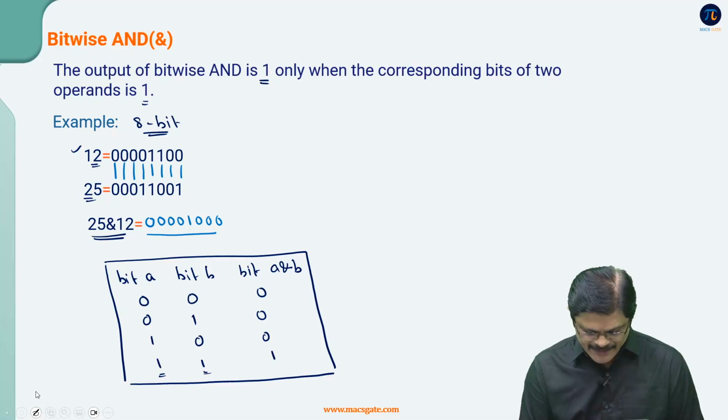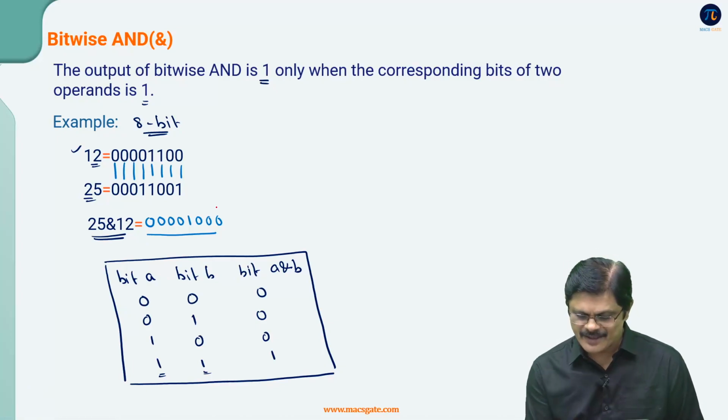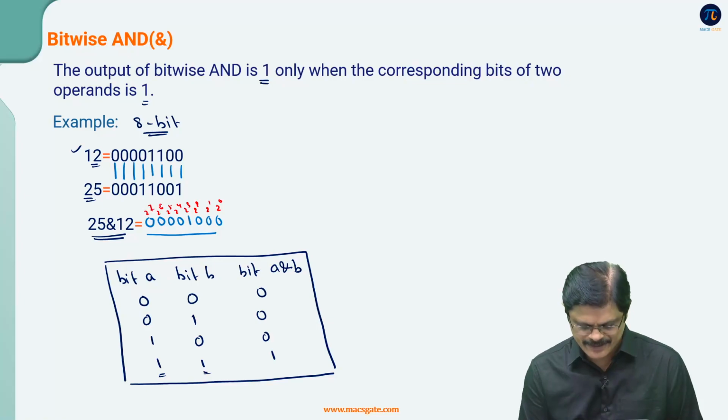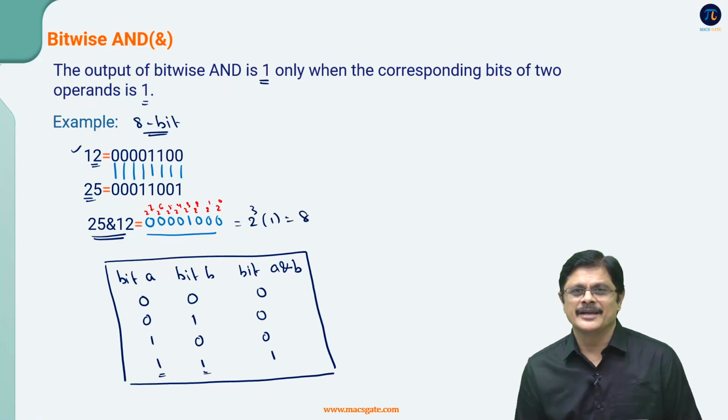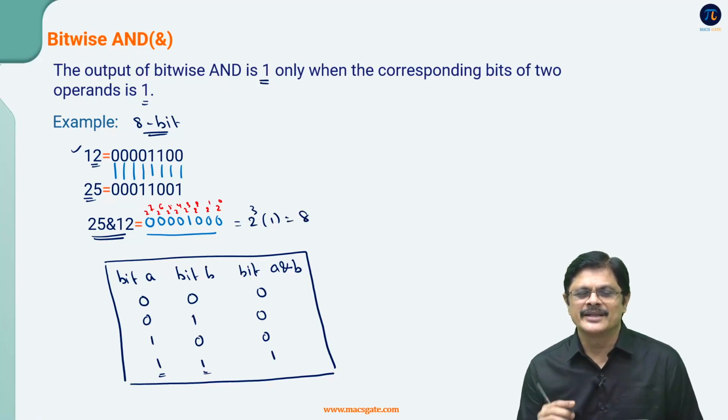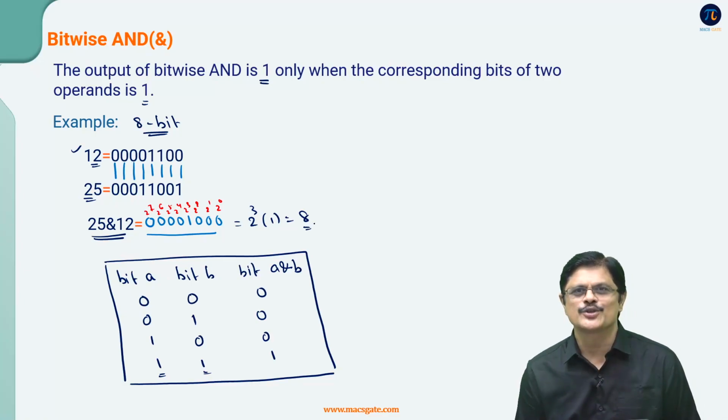Now, you have to write it in decimal format. So, it is 2 power 0, 2 power 1, 2 square, 2 cube, 2 power 4, 2 power 5, 2 power 6, 2 power 7. The corresponding decimal number is, because all these are 0, only 2 cube into 1, which is nothing but 8. So, the bitwise AND operation between 25 and 12 is 8, my dear friends. This is how the bitwise AND operation is performed.